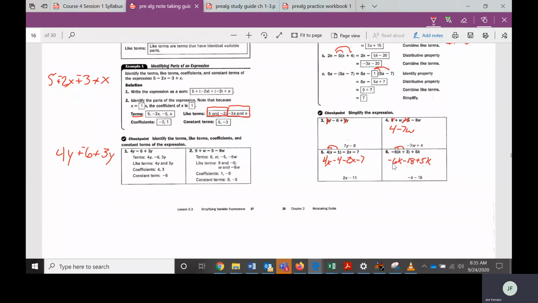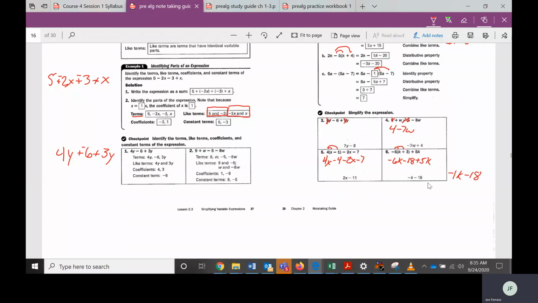Now combine like terms, we have a negative 6k and a plus 5k. That's negative 1k. Now you could actually write out negative 1k, and that would be okay. Books are not going to write the 1 there. They're just going to say negative k. And then you have the extra constant of just a minus 18. So again, both of these would be right. I'm not going to mark that wrong if you put the negative 1 in there.